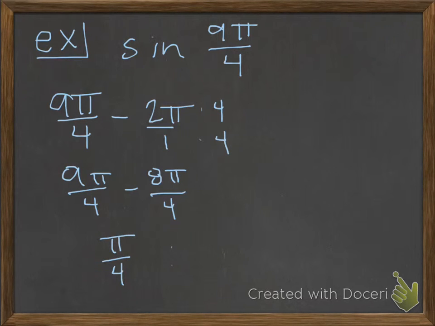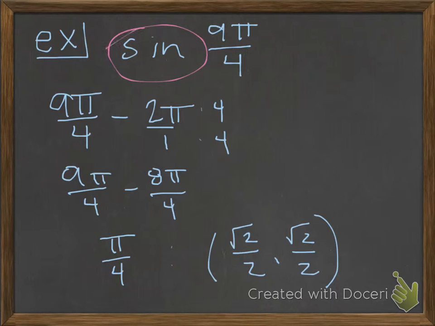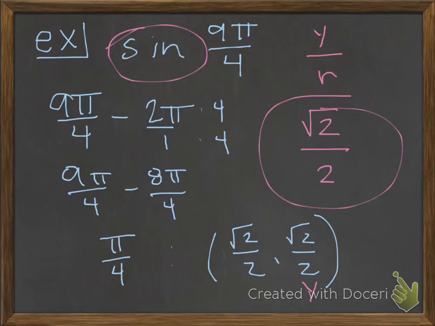And based on this angle, looking at your unit circle, the coordinate is root 2 over 2, root 2 over 2. And now the last part of the problem is, since it's asking for sine, I know sine is y over r. I know the radius is always 1 from the unit circle, so the y part of my coordinate is root 2 over 2, so my answer is root 2 over 2. So again, it's just like what we did before, but building upon it, adding in that extra step. So let's try another one.